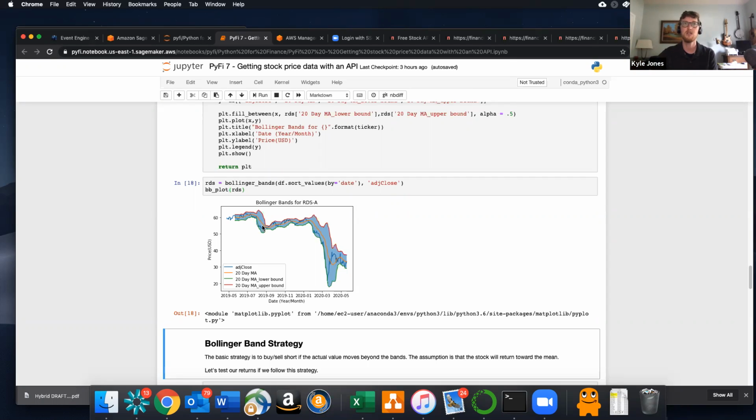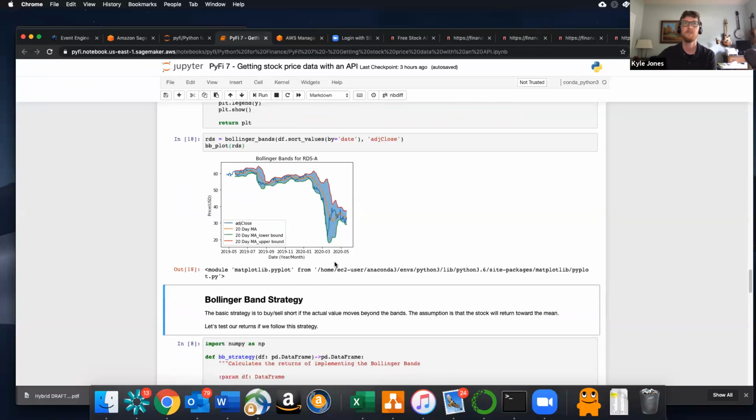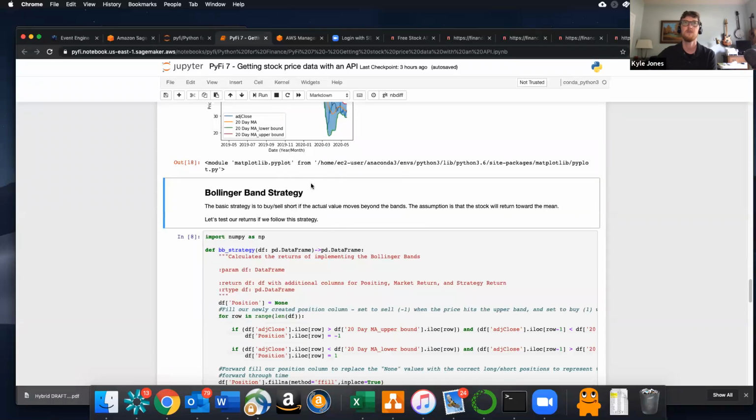On most days, it will not make a trade. So on days like these, you see here, the value has not exceeded the thresholds, so no trade is made. It only makes a trade on days when it exceeds or drops below the threshold. All right, so that's the finance strategy for Bollinger Bands.